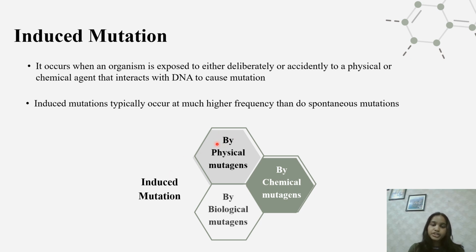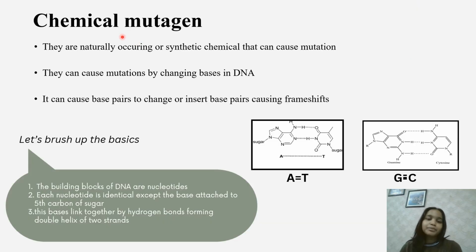First is physical mutagens. UV radiation and other high frequency radiation are examples of such physical mutagens. Then biological mutagens. Viruses and bacteria can be called biological mutagens. An example is HIV. HIV is a causative agent of AIDS, and this HIV virus can incorporate its own DNA into our DNA and cause our DNA to get mutated. And then chemical mutagens.